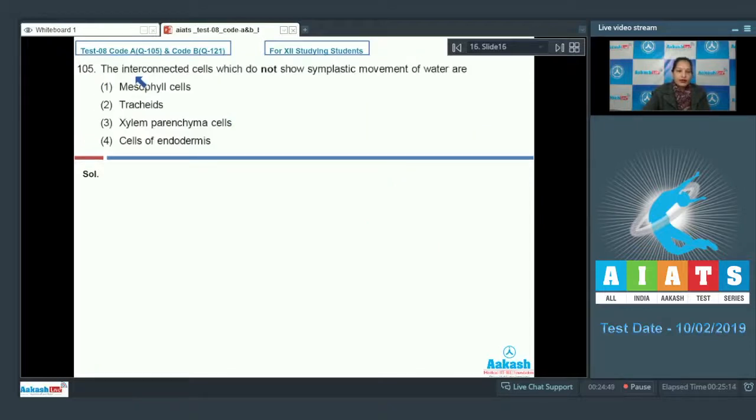Question number 105. The interconnected cells which do not show symplastic movement of water are: first option, mesophyll cells. Second, tracheids. Third, xylem parenchyma cells. Fourth, cells of endodermis. Symplastic movement is seen in the living cells. Tracheids are dead cells. They do not have protoplasm, hence they cannot show symplastic movement of water. So the correct option for the given question is option number 2. Let's move to the next question.